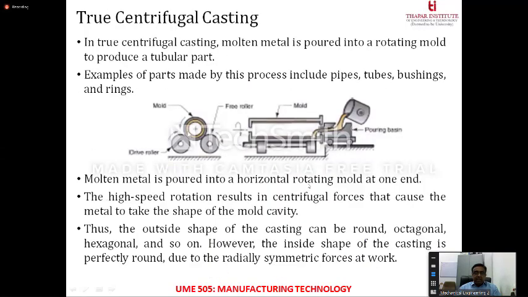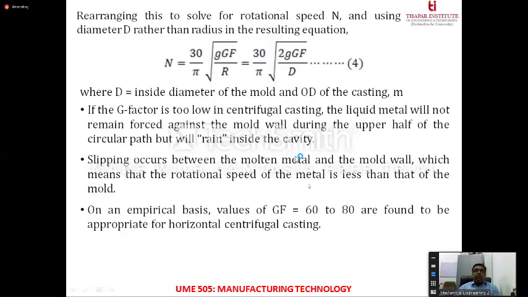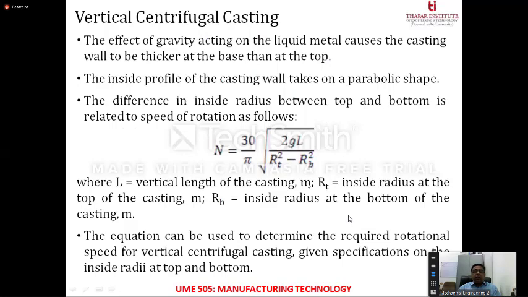I want to explain that again. This lining, the second lining that you see, is the inside diameter of the mold and outer diameter of the casting. If the G factor is too low, then the liquid metal will not remain forced against the mold wall. Whereas if it is too high, it will be concentrated towards the center. Research has found that a G force of around 60 to 80 is appropriate for horizontal centrifugal casting.